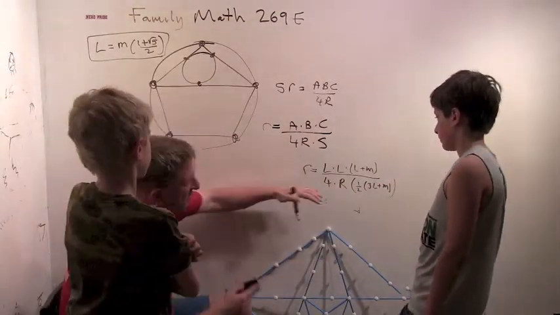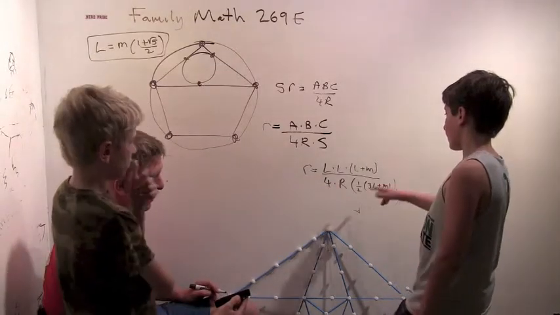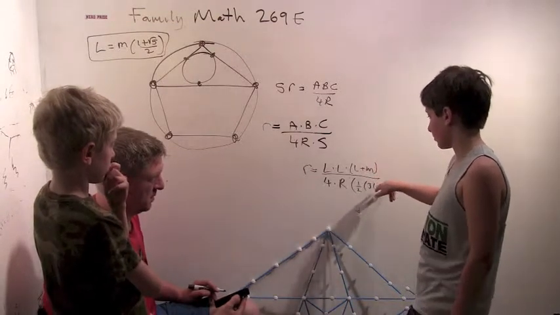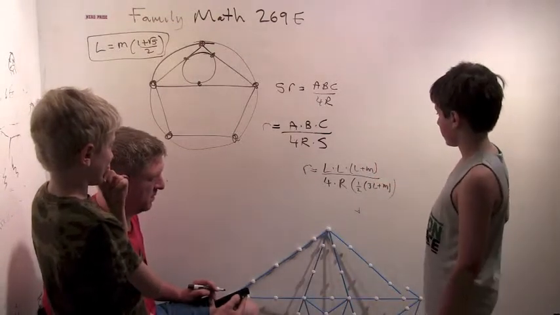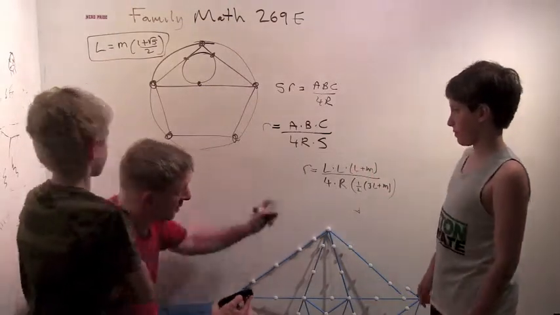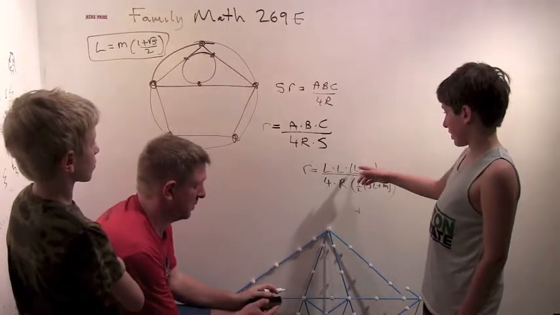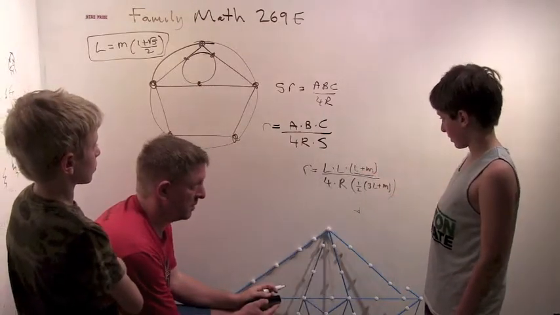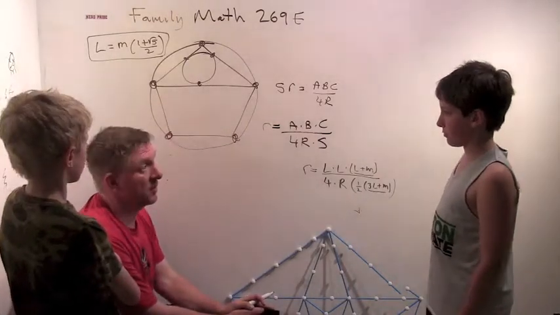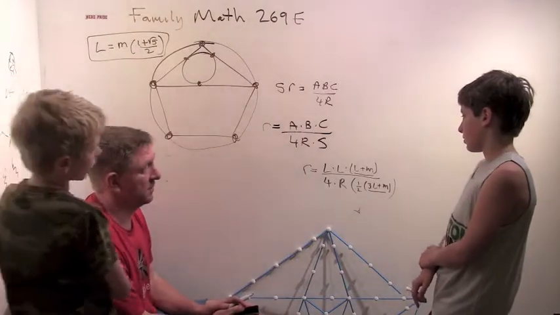Do you see anything we can simplify on the bottom? Well, we have an L plus M here. We might be able to do something with that. What is this expression? It's 3L plus M. Can we do anything with that? No, those are different. But something on the bottom can simplify.